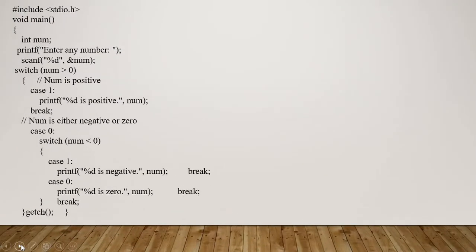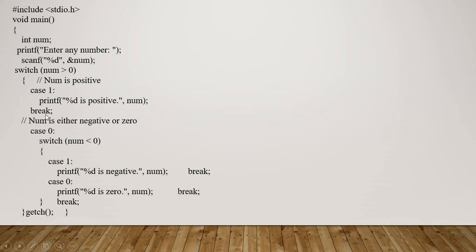Moving further, one more program with the help of switch case, where we check whether the entered number is positive or negative. Of course, one is the true statement, another one is the false statement. So within the switch case, we have given the condition that the number is greater than 0. Of course, if that number is greater than 0, it means it's a positive number. So this gets stored within case 1. This will terminate over here.